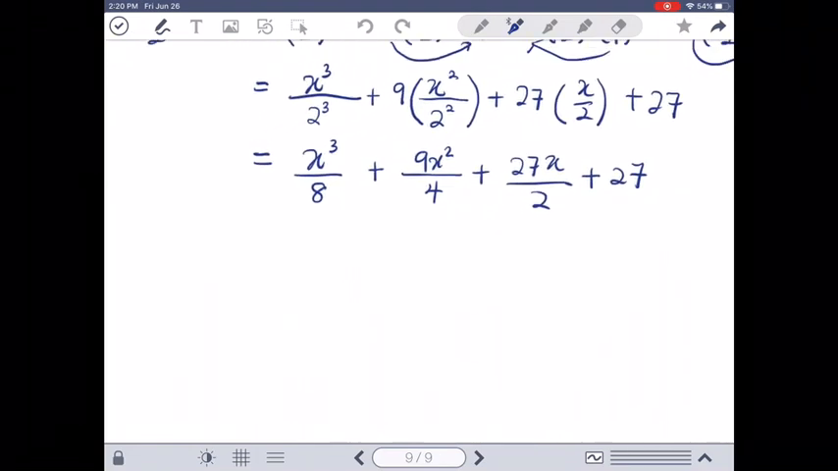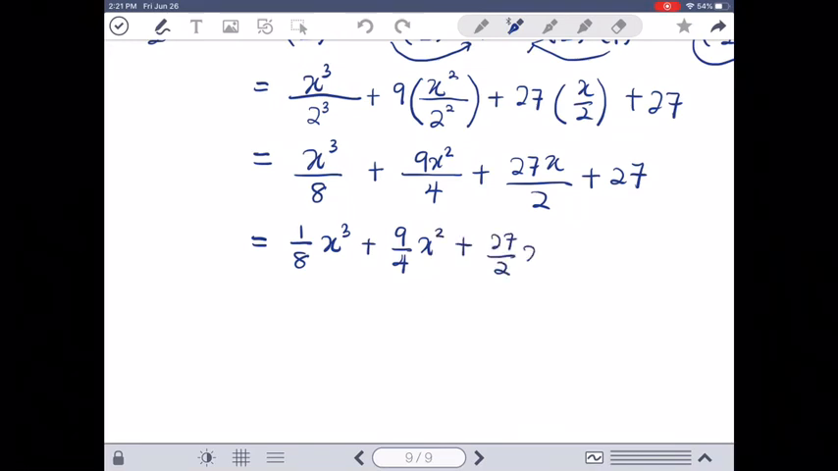So I like to rearrange so that the coefficient of x to the power of something will be on the left hand side. So it becomes here 1 over 8 x to the power of 3 plus 9 over 4 x to the power of 2 plus 27 over 2 x plus 27. Okay.